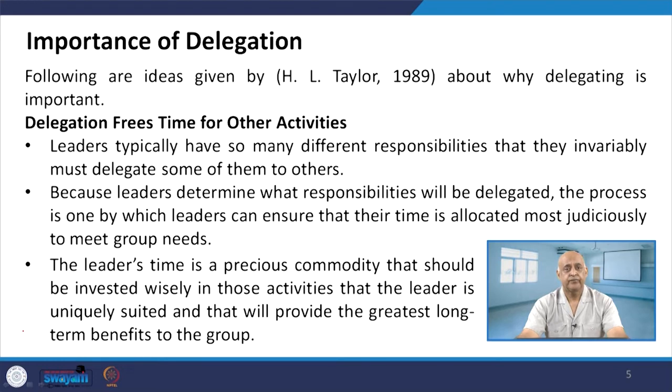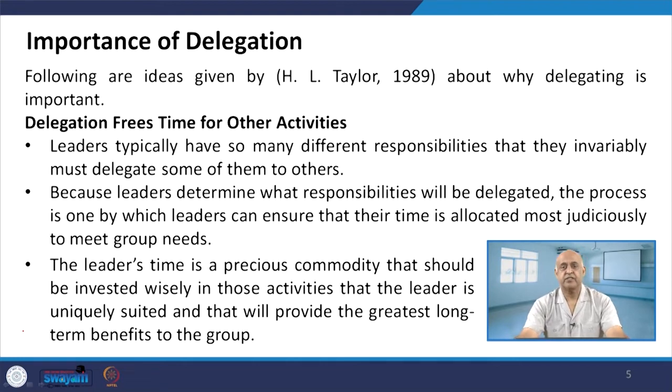Now here is the catch: what will be delegated is not governed by any rules or regulations in the organization; it is totally the wishful thinking of the leader. The process is one by which leaders can ensure that their time is allocated most judiciously to meet the group's needs. Once you have delegated, they are doing the job. One extreme will be close monitoring, the other extreme will be that you are not controlling. So the leader should judiciously give time when delegating to meet the group's needs.